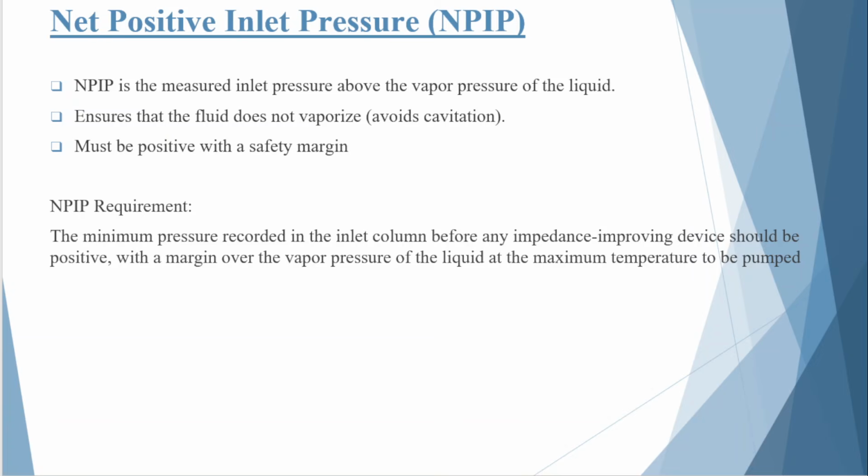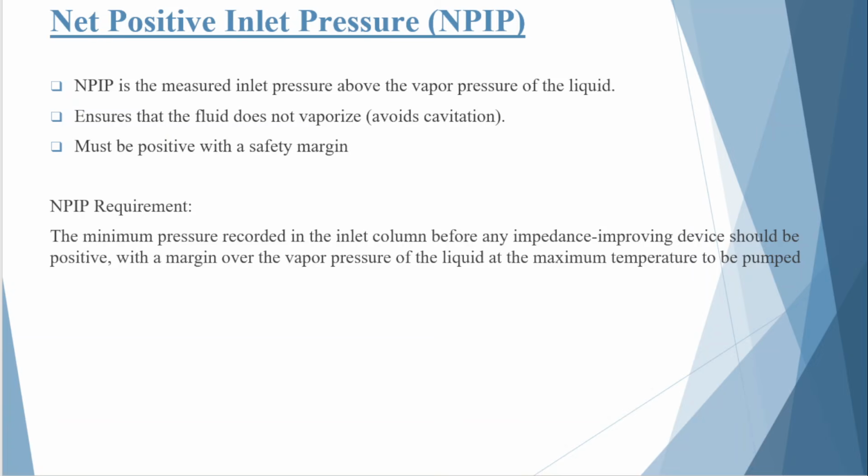At this stage, it is important to introduce another critical concept. Net positive inlet pressure. NPIP is the actual pressure available at the pump inlet above the vapor pressure of the liquid. In simple terms, it represents how much pressure margin is available to prevent the liquid from vaporizing before entering the pump cylinder. If the inlet pressure becomes too low, vapor bubbles will form. As these bubbles collapse during the discharge stroke, they cause cavitation, leading to equipment damage and reduced performance.